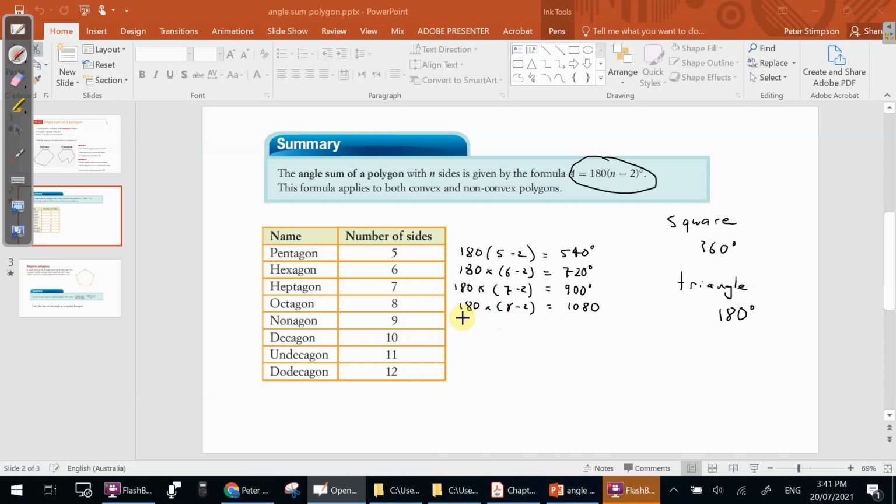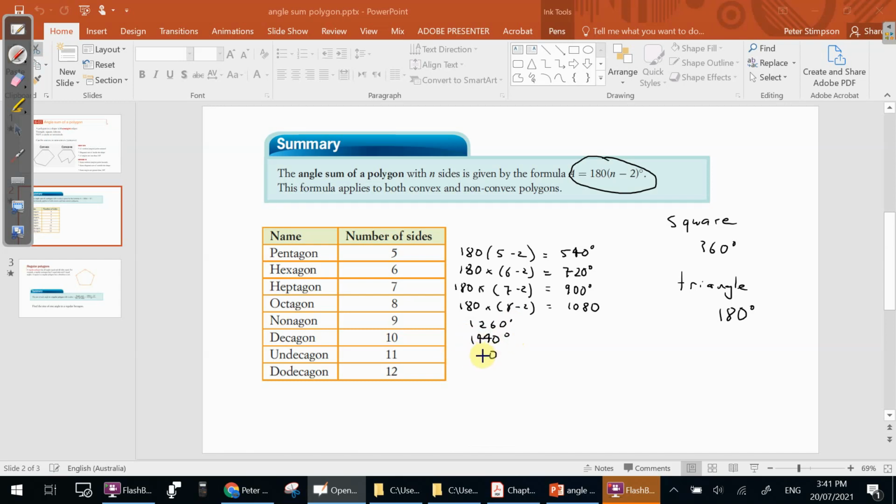The 9-sided figure. I'll just do it without the formula now. That's 180 more than that. What's that? 1260. And the decagon, 10-sided, sorry. That's 180 more than that, which will be 1440. The 11-sided figure, 180 more than that.